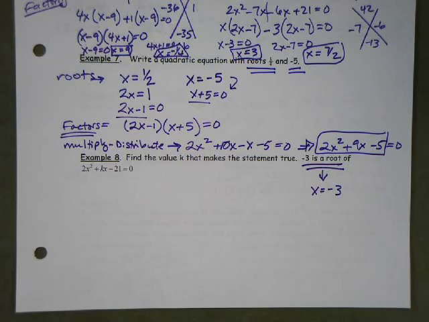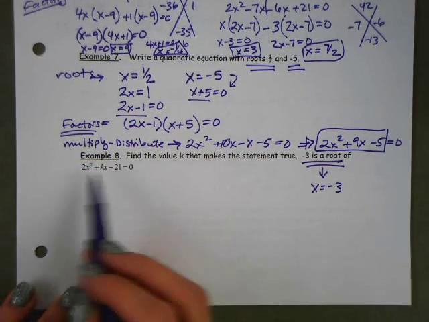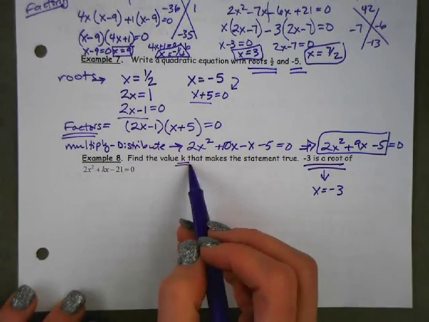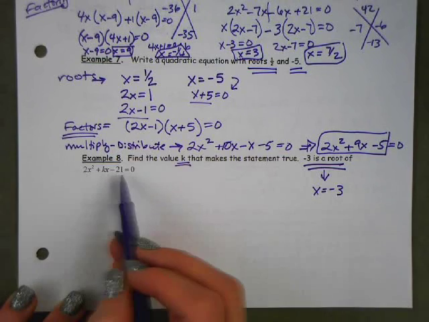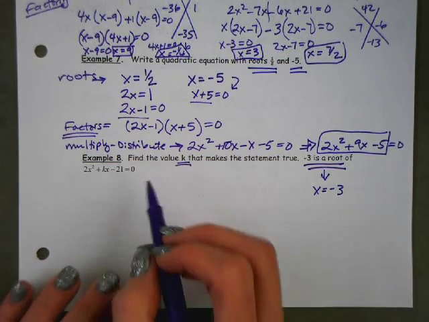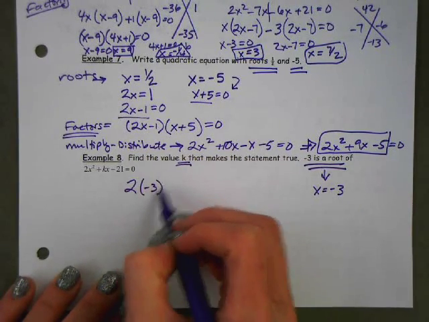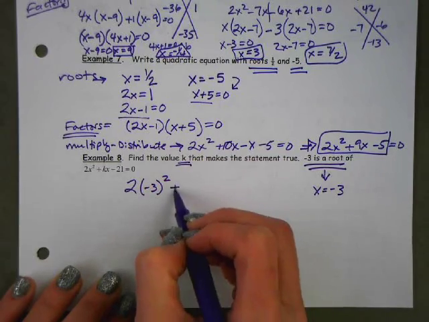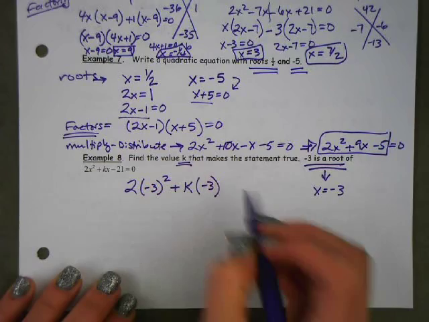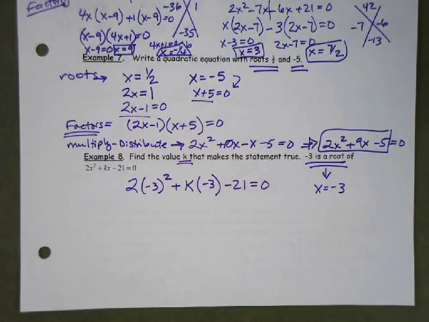Okay? So if I know x is -3 and I look to my equation, I have 2x squared plus kx minus 21. It wants the value of k. Because I know x, I can substitute it in through substitution and solve for k. So I would take 2, I have x, so it's -3 squared, plus k times a -3 minus 21 equals 0. Okay? So now it's only k I have to solve for.